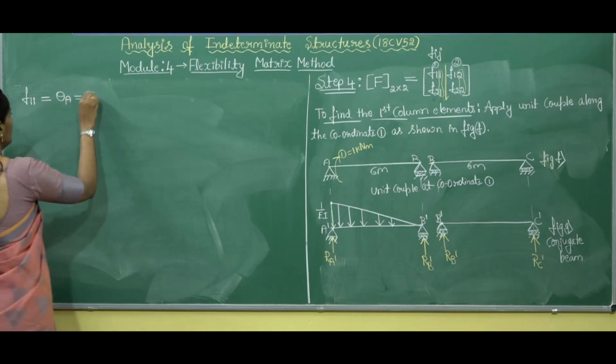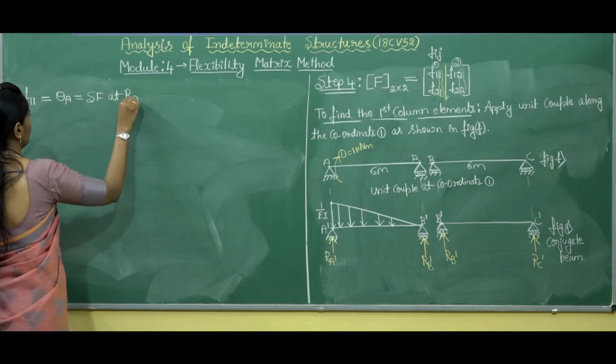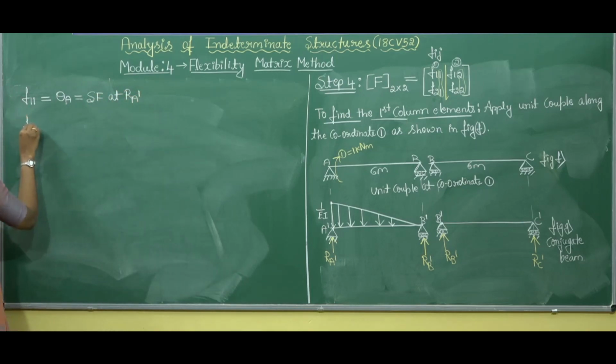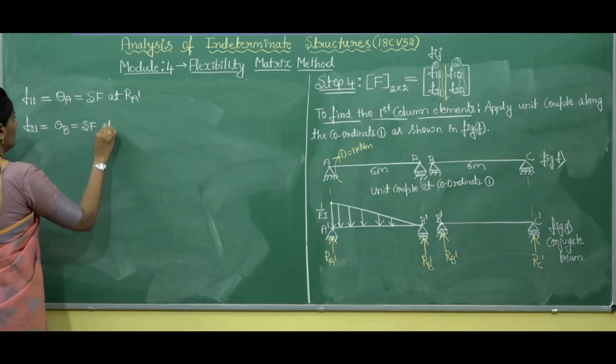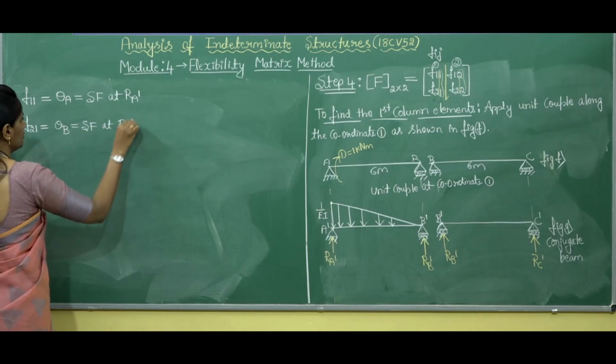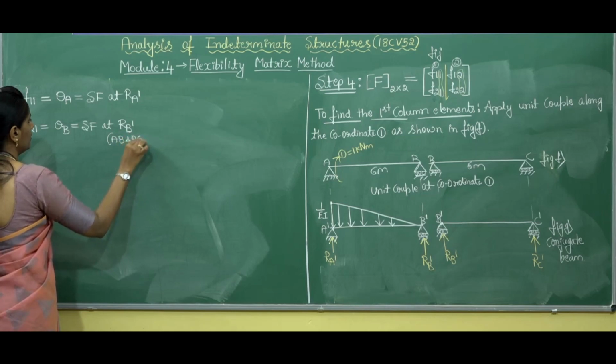So that is nothing but shear force at RA dash. Then F21 equals to theta B. So that is the shear force developed at RB dash. So here we should find out RB dash from both the spans AB and BC.